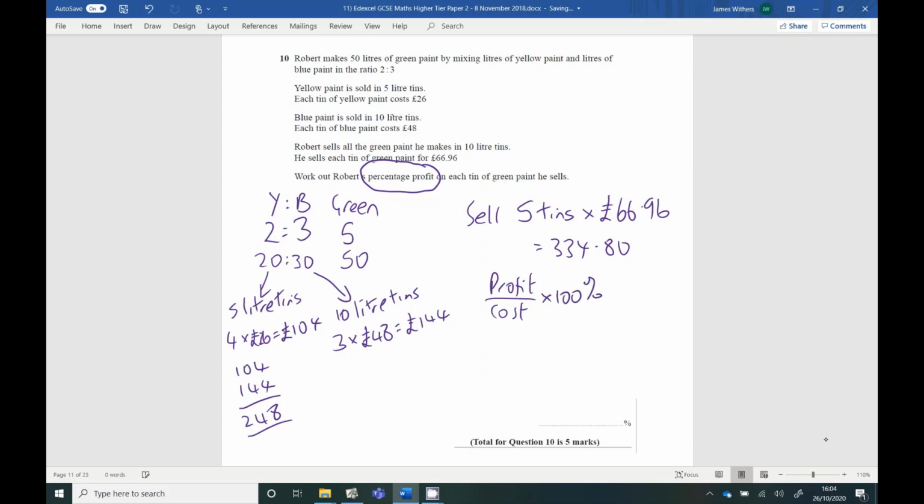So our profit is going to be the money we took selling it, which is £334.80, taking away our cost of 248, divided by that £248 cost, and we times that by 100 to turn it into a percentage. 334.80 minus 248 is £86.80. So divide that by the original cost of 248, turn it into a percentage, and we get exactly 35%.